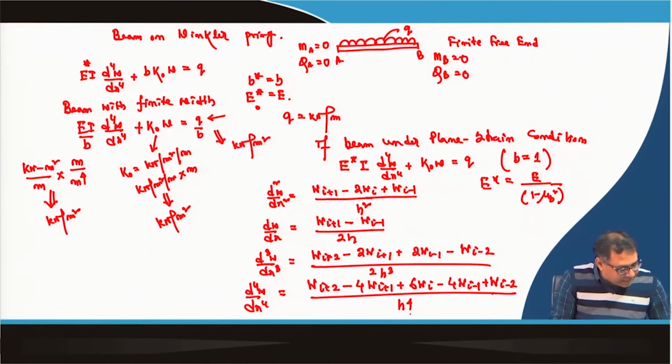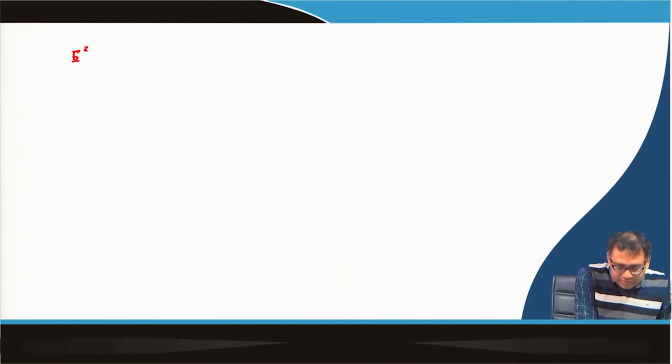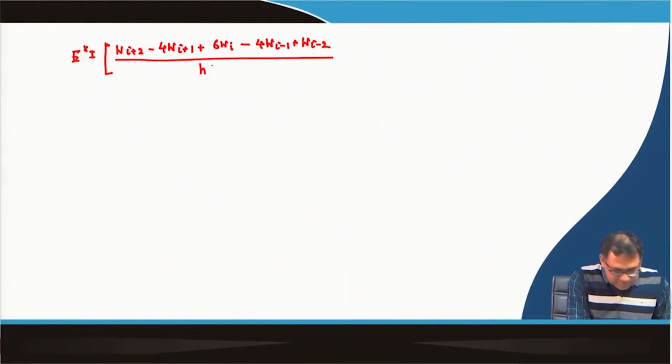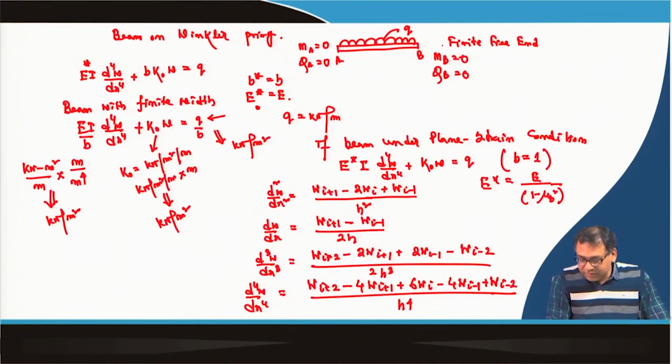So, now my equation is this one. Here I have to write E star I times W I plus 2 minus 4 W I plus 1 plus 6 W I minus 4 W I minus 1 plus W I minus 2, divided by h 4, then plus k or k0 W I, that will be equal to q I, because this is my equation.